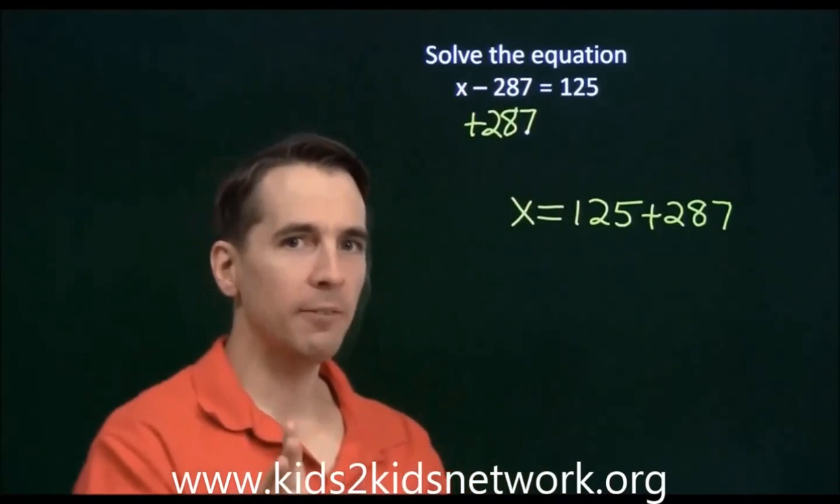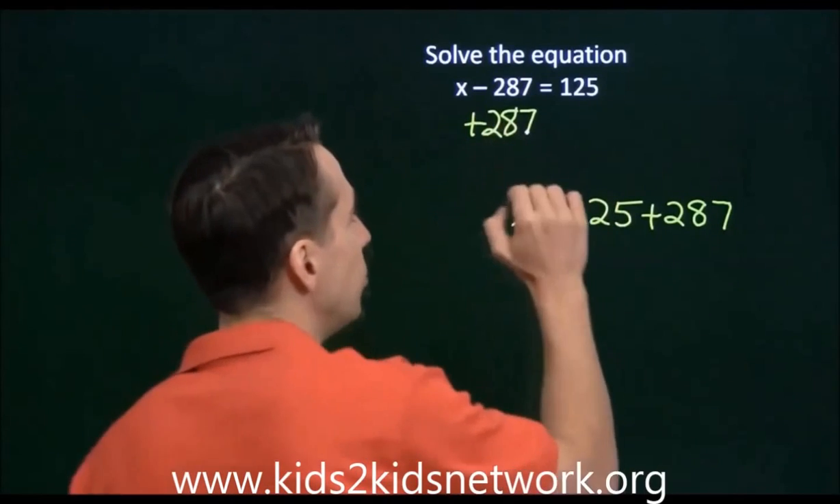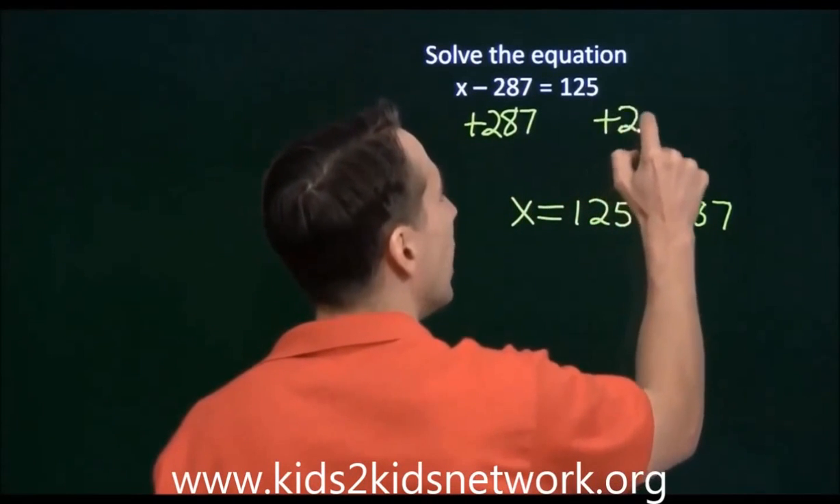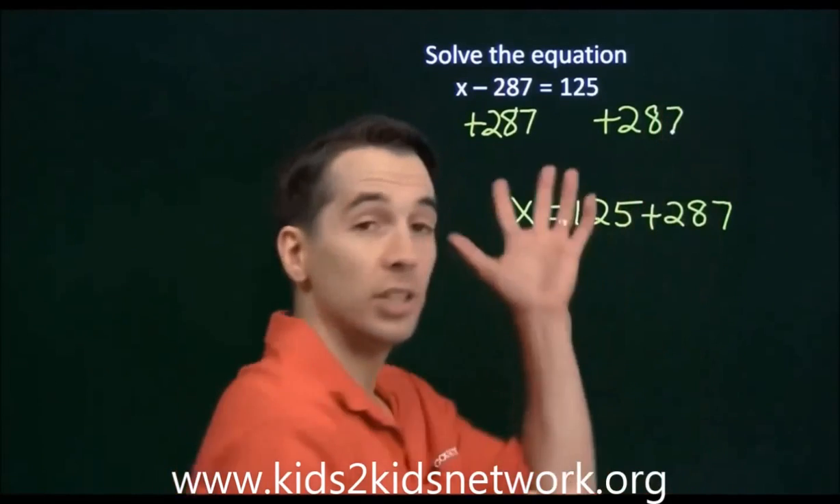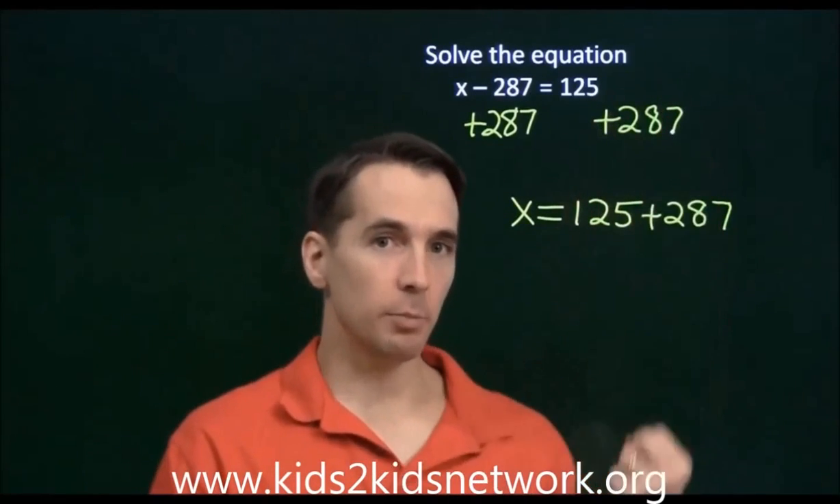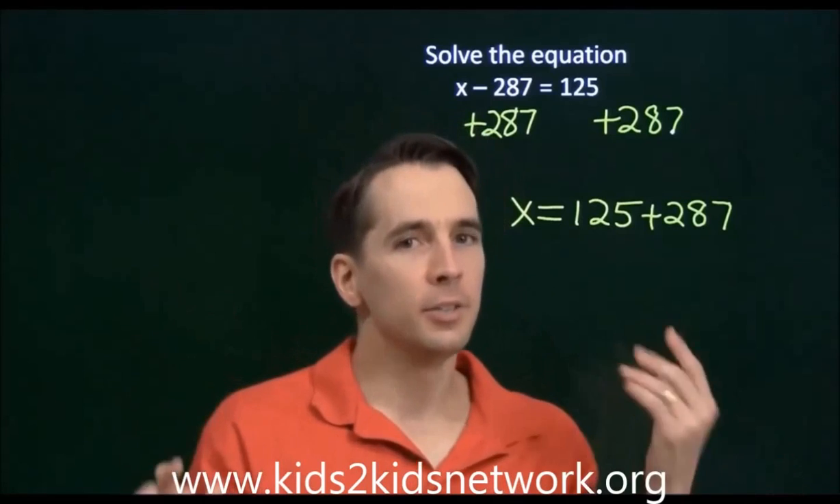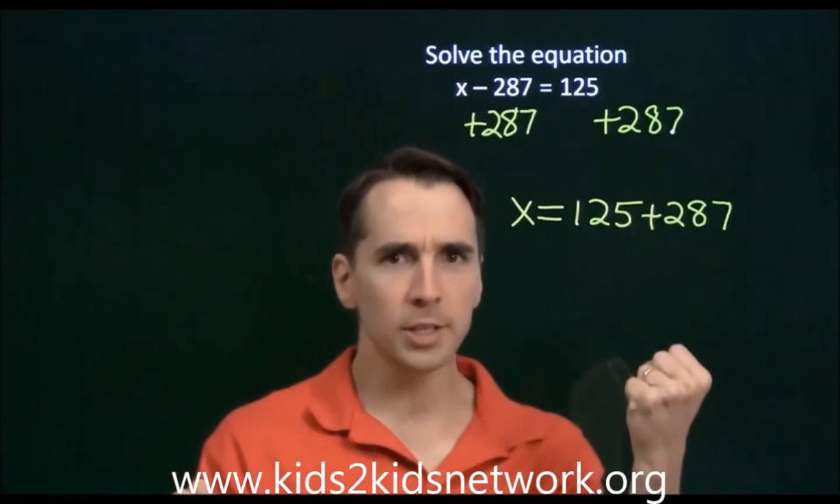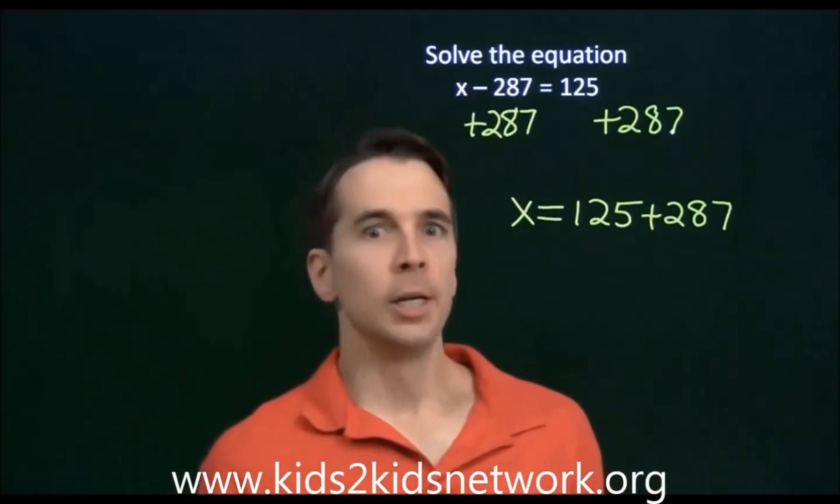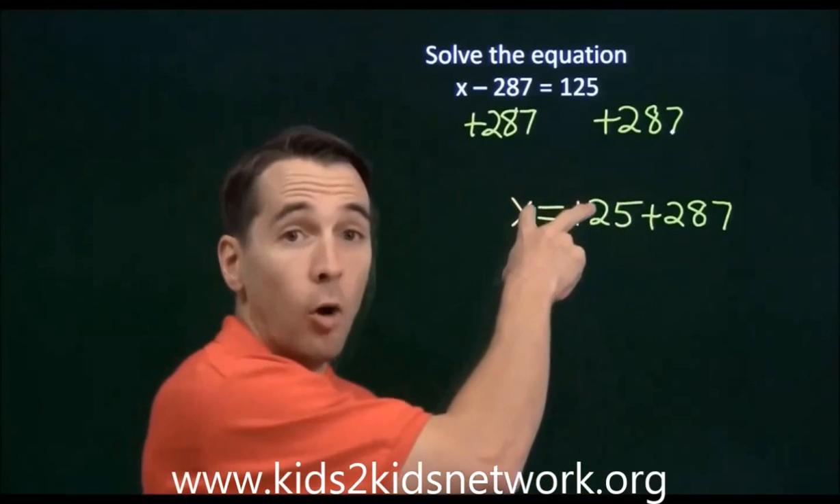Now, we can't play favorites with an equation. If we add 287 to one side, we have to add 287 to the other side. If you add the same thing to both sides of the equation, then you're okay. The two sums will still be equal. You start off with two things that are equal, you add the same thing to both, you get two sums that are equal. And that's all we're doing here.